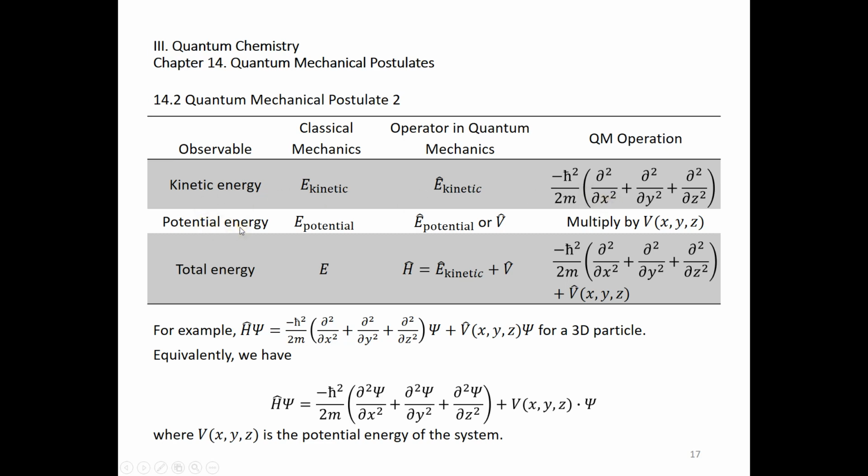Potential energy. In classical mechanics, we use this notation, E sub potential, or sometimes just PE for potential energy.